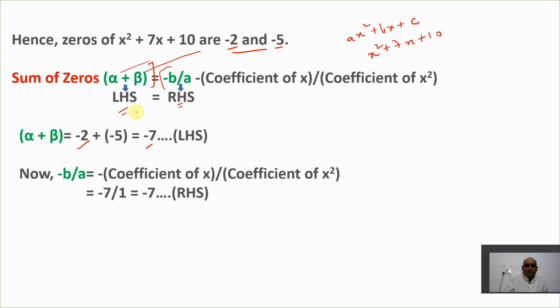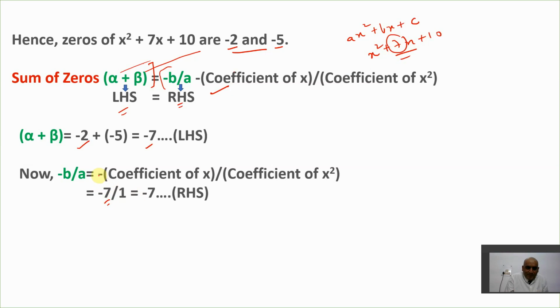Now, next come towards RHS. RHS is what? Minus b upon a. So minus b upon a is nothing but the coefficient of x divided by the coefficient of x square. So minus of the coefficient of x, right? So the coefficient of x is what? Here in this equation, the coefficient of x is what? 7. This is 7.